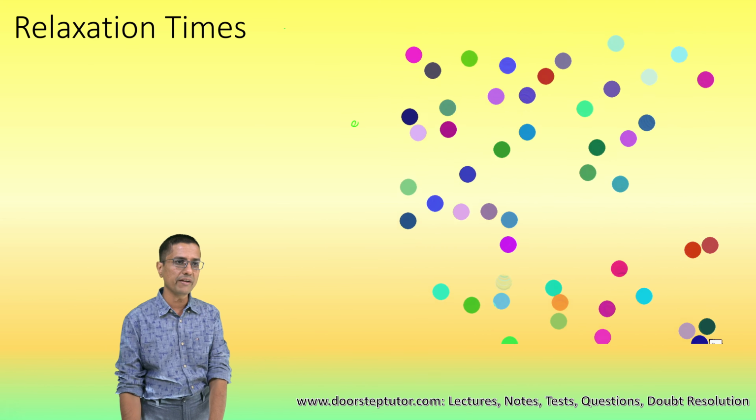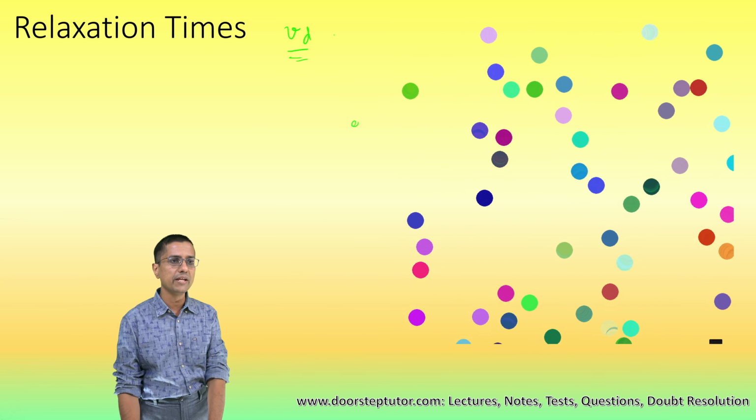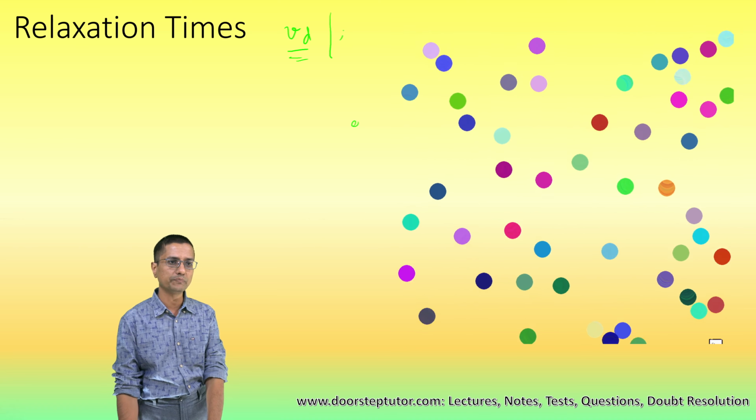We'll use the symbol Vd for drift velocity. In various books you will find various other symbols, but this is what we would be using. Sometimes it's denoted by u also, but we would be using the symbol Vd for the drift velocity.